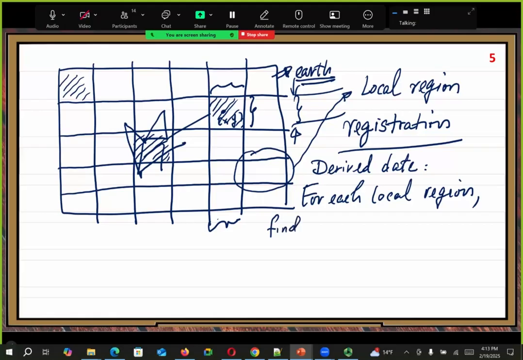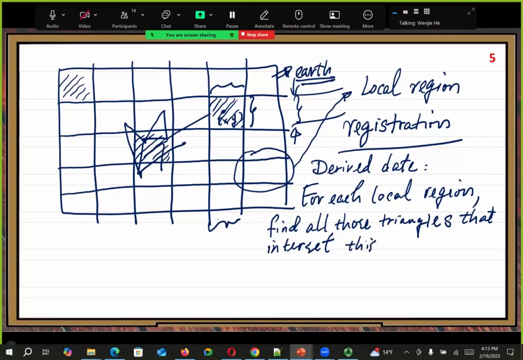find all those triangles. Remember, we use triangles to simulate zip code based regions. So we need to find all those triangles that intersect this square. That's the information we need to generate in the pre-processing step.